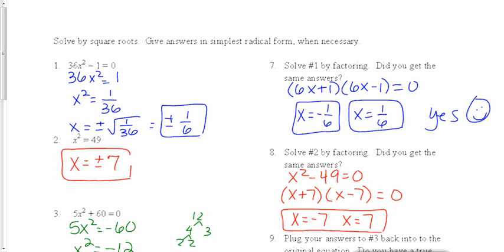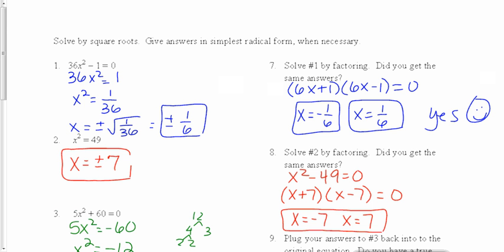For problem number 1, I got plus or minus 1/6 when I solved by square roots. If I looked at number 7, I got x equals negative 1/6 and x equals positive 1/6 by factoring. If you didn't get this right, pause the video while you figure out what you did wrong.